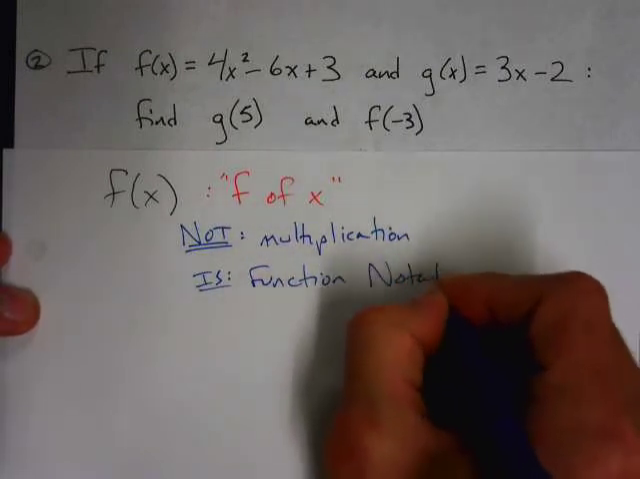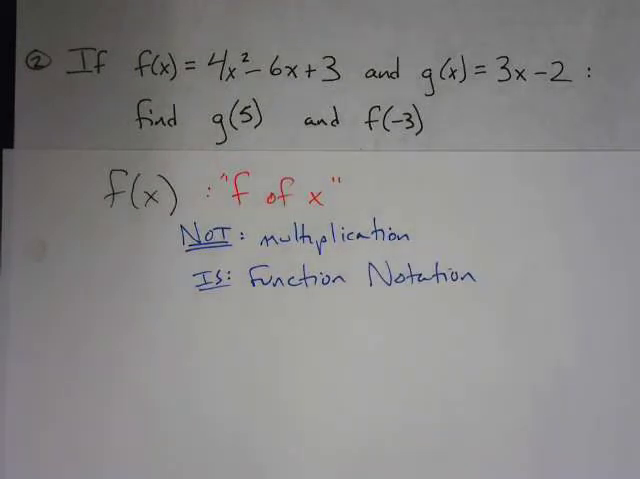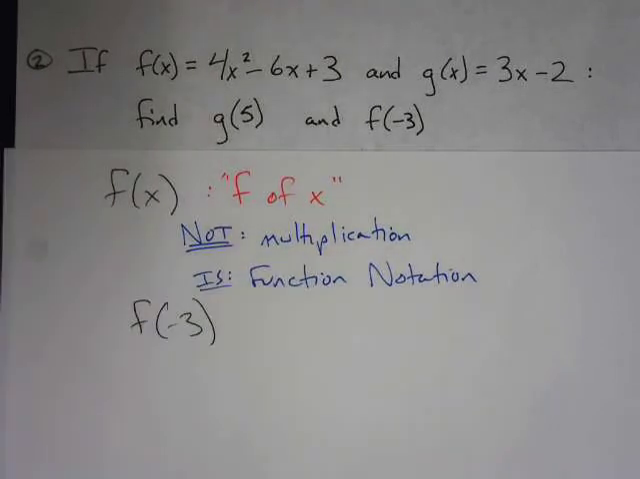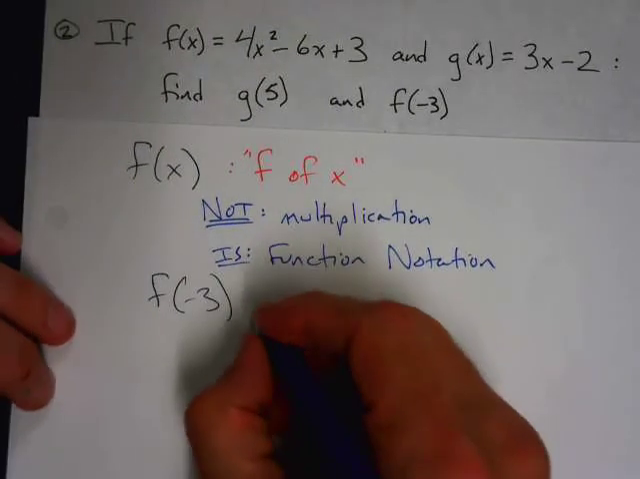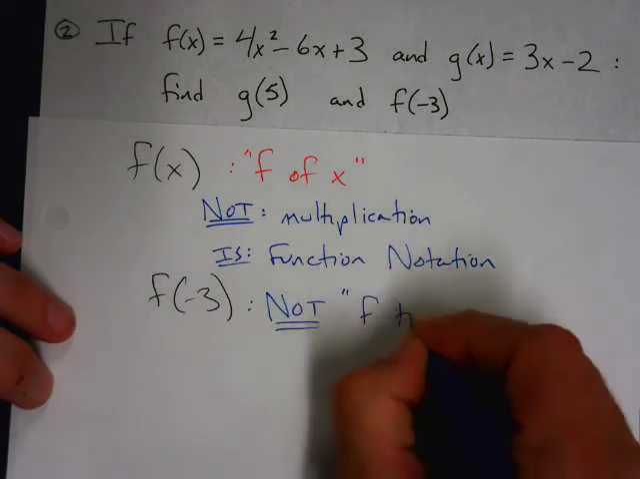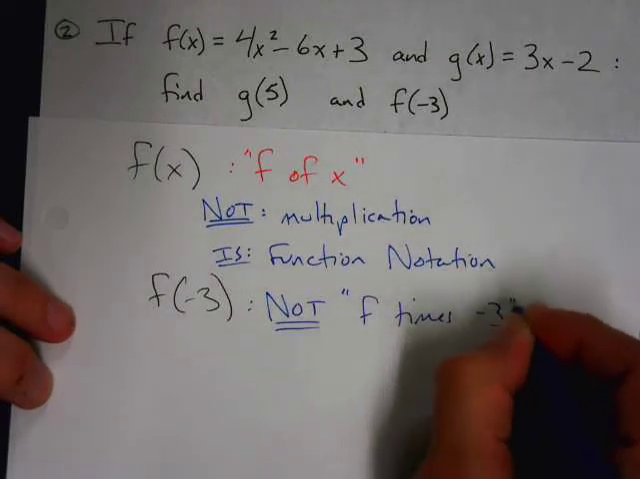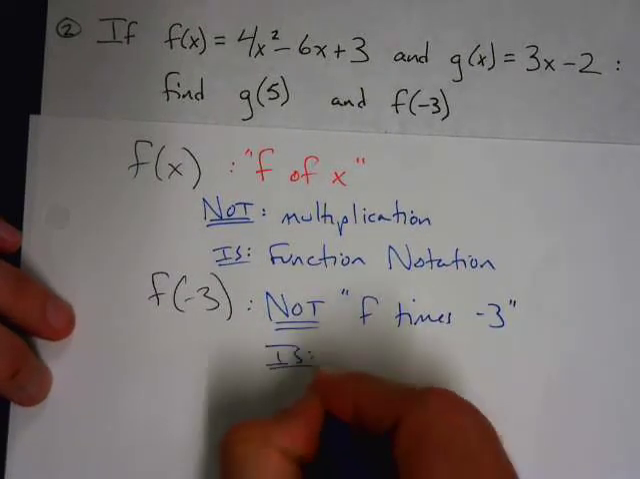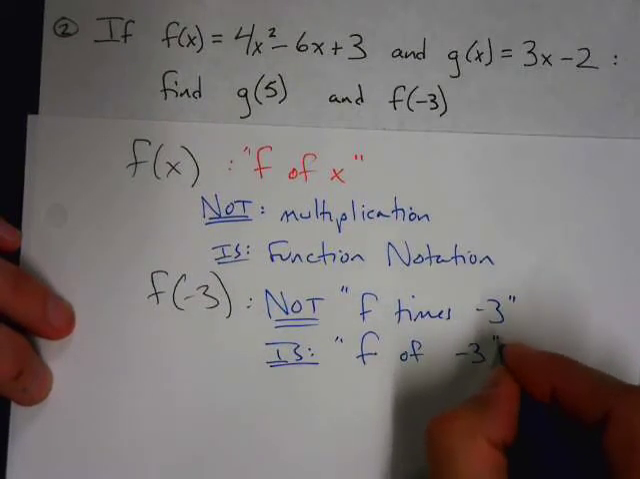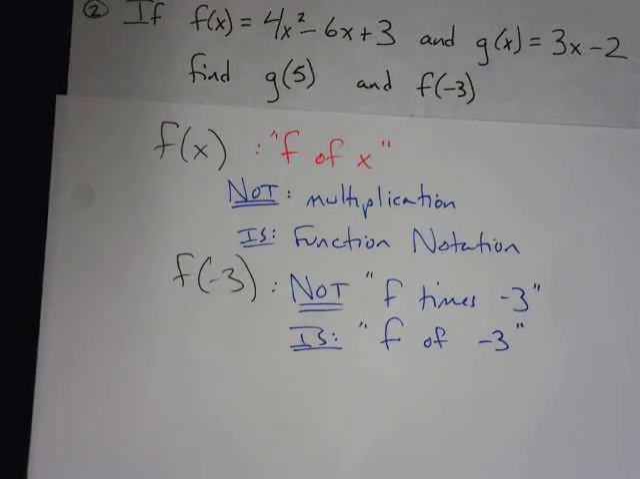So make sure you can recognize the difference. We aren't multiplying f times x. This is f of x. When I ask a question like what I'll ask in a second, this is not f times negative 3. This is pronounced f of negative 3. And I know we learned back in grade school that parentheses meant multiply, but not for function notation.